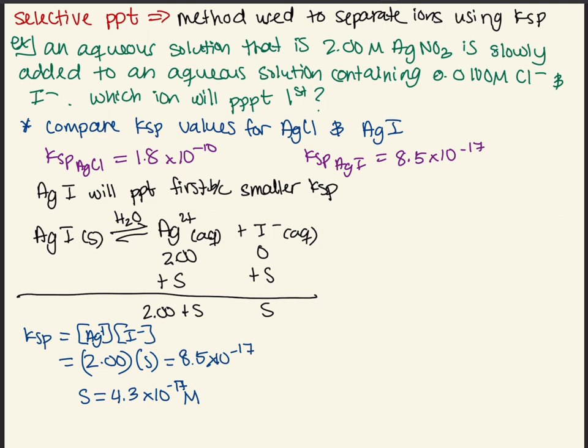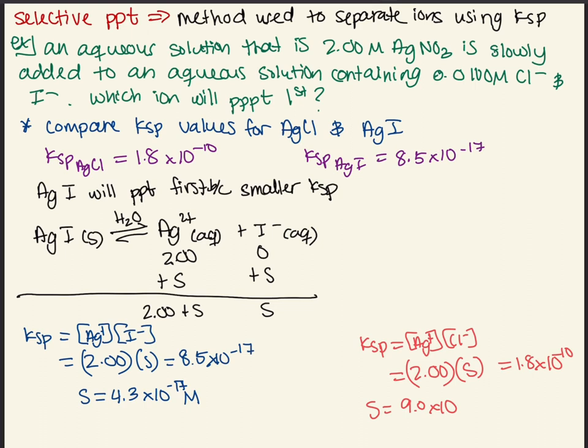Now we can do the same thing for the silver chloride. Notice it's going to have the exact same pattern, except now we'll use chloride instead of iodide. But the KSP is still going to be silver times chloride. Silver is still going to be 2 molar. Chloride is still going to be S. And this is going to be equal to 1.8 times 10 to the negative 10. So the molar solubility is going to be equal to 9 times 10 to the negative 11.